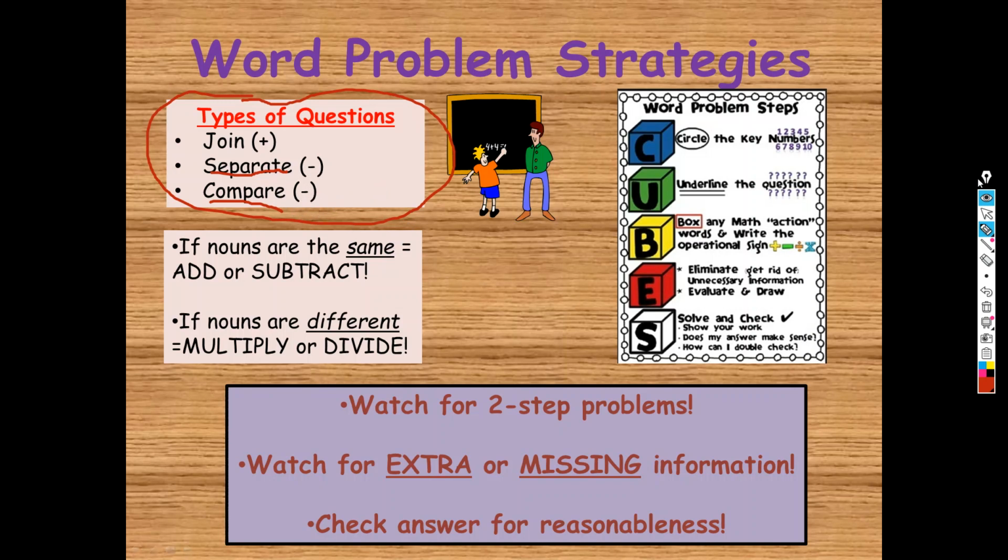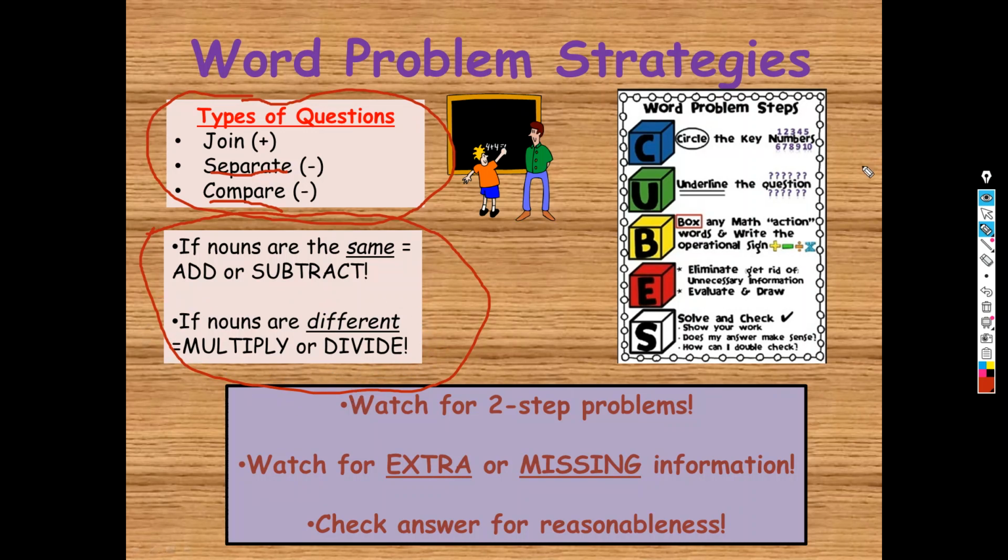All right, students, this is not a strategy that applies for every word problem. If the nouns are the same, you are going to subtract or add. If the nouns are different, you are going to multiply and divide. We're going to review this one when we go on with the multiplication word problems.